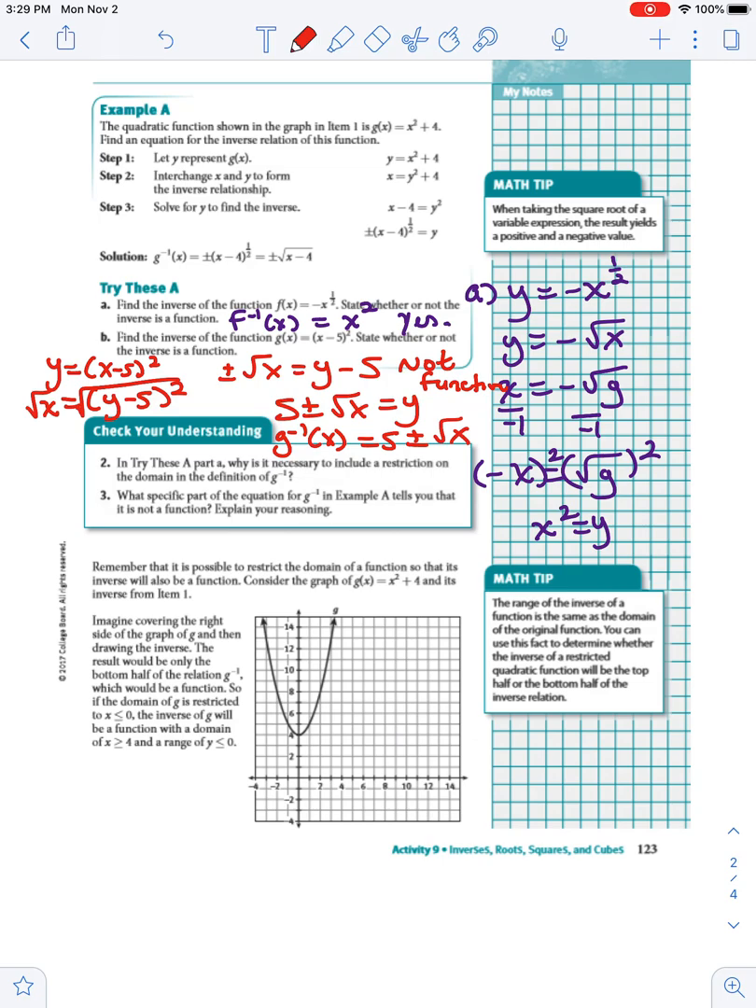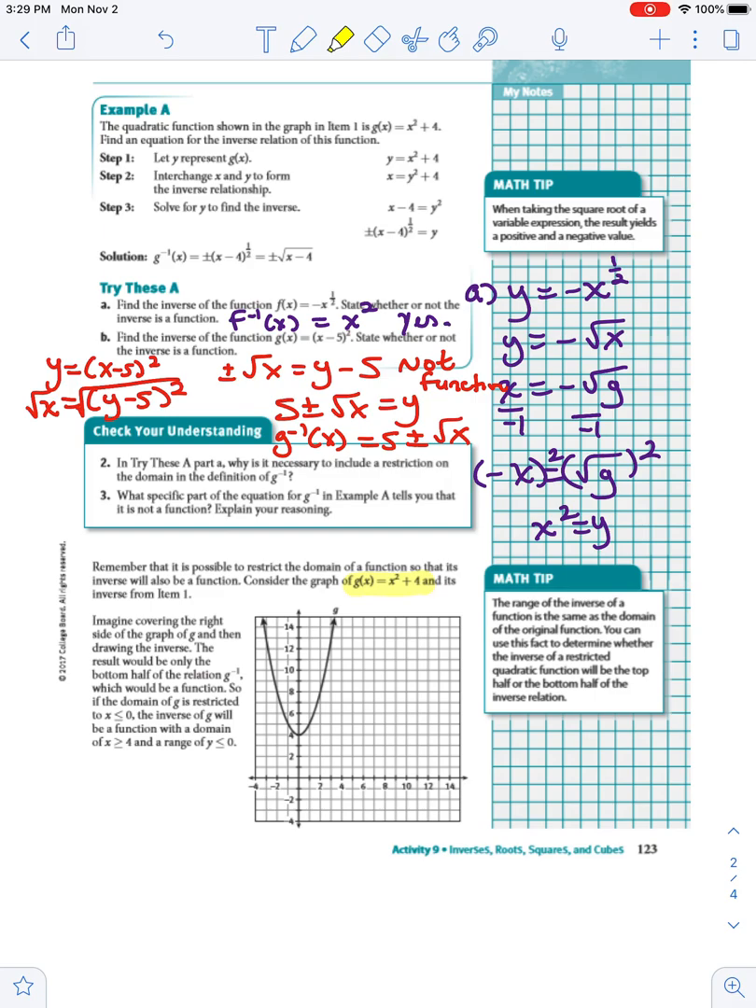Okay, so go down here towards the bottom where it says, remember that it's possible to restrict the domain of a function so that its inverse will also be a function. So consider the graph of g of x equals x squared plus 4. And its inverse from item 1. Imagine covering the right side of the graph and drawing the inverse.